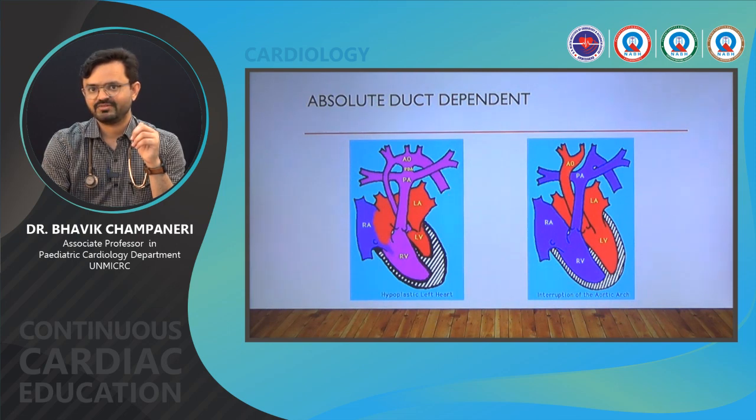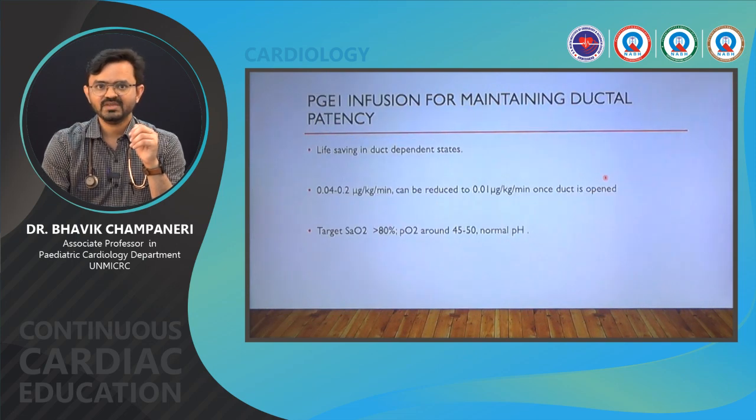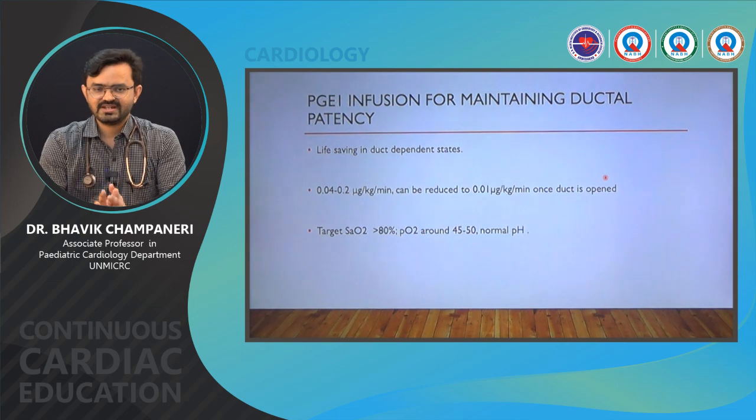This is an example of interrupted aortic arch, where you can see after a particular point there is no continuation with the descending thoracic aorta, and this descending thoracic aorta blood flow is absolutely dependent on this PDA, and once this PDA closes, the patient will go into systemic shock. So this is very important.